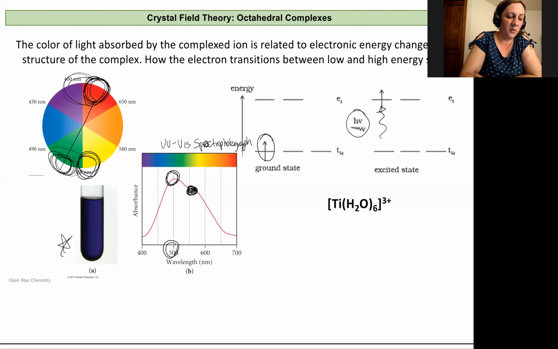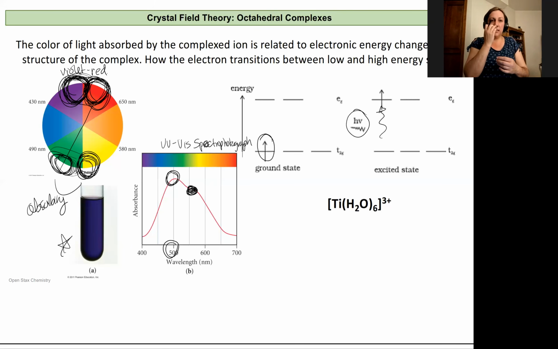And so it's also absorbing light in this region. We're absorbing this green and yellow light, and so we're going to see this violet red color to our eyes, because that's the color that remains of the white light that we're actually going to see.